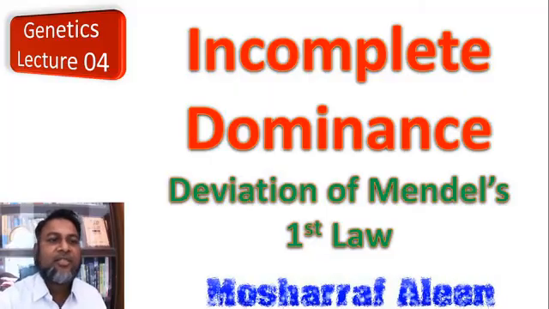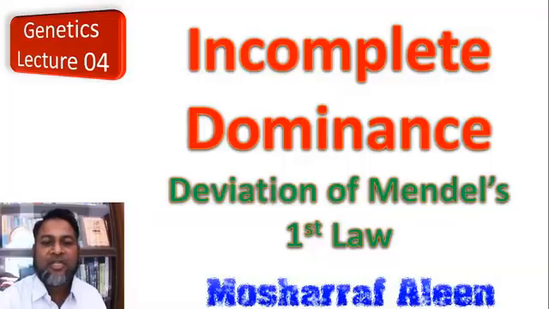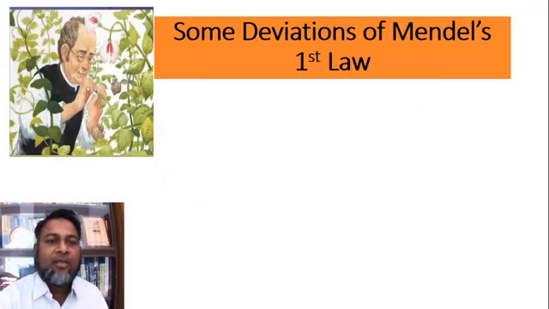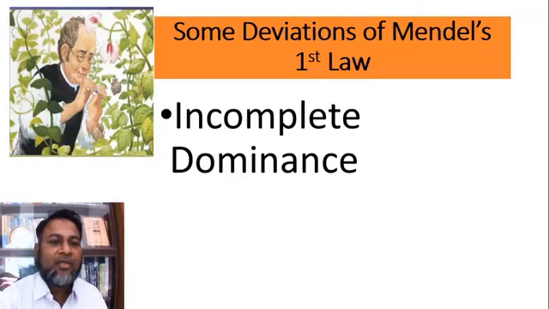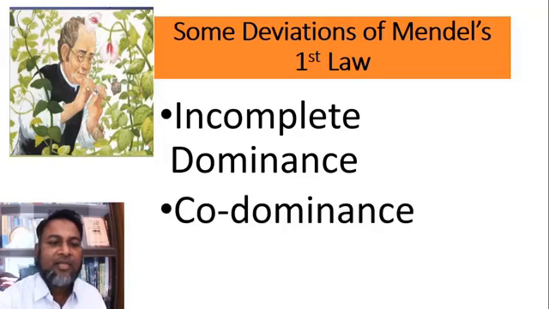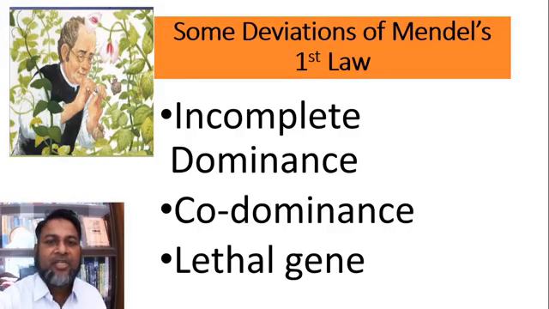Today we discuss incomplete dominance, a deviation of Mendel's first law. I think this class will be very helpful for us. At first we discuss some deviations of Mendel's first law. Today we discuss incomplete dominance. In the next class we will discuss codominance and another deviation, the lethal gene.